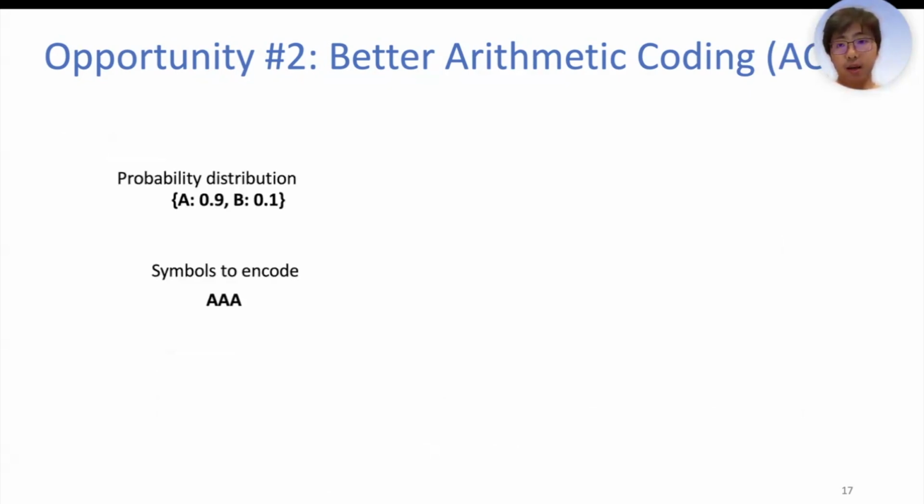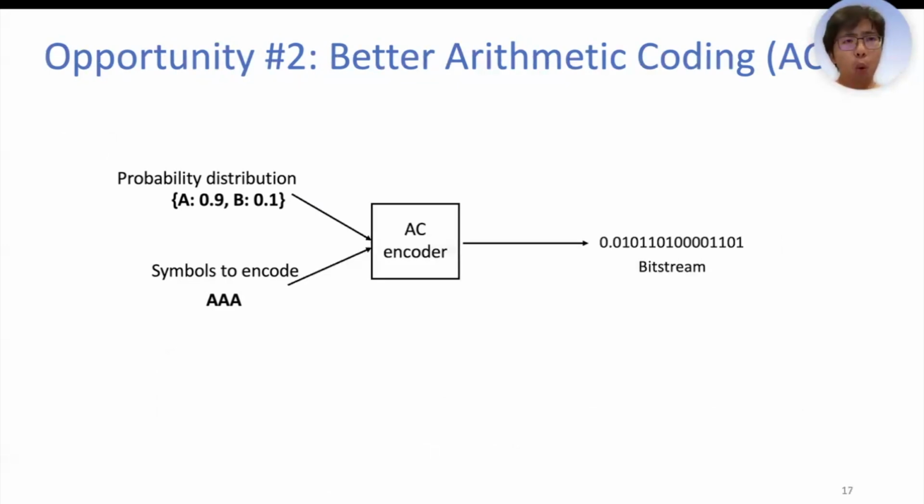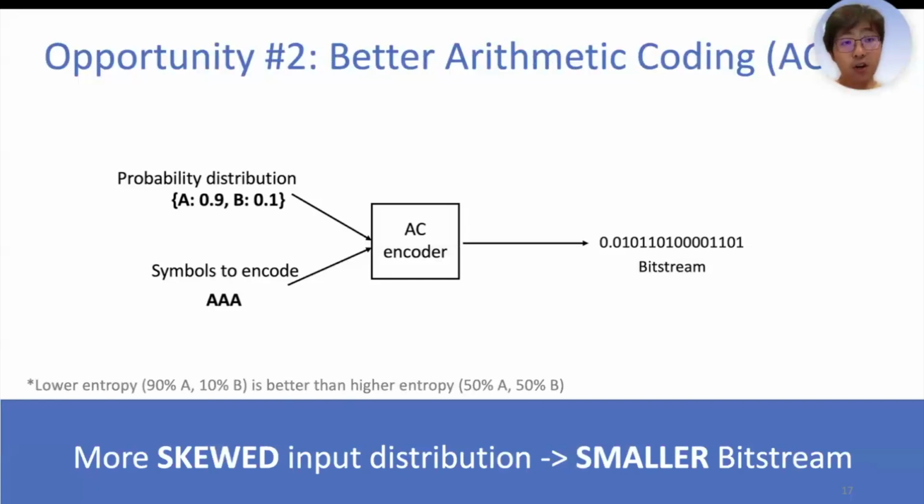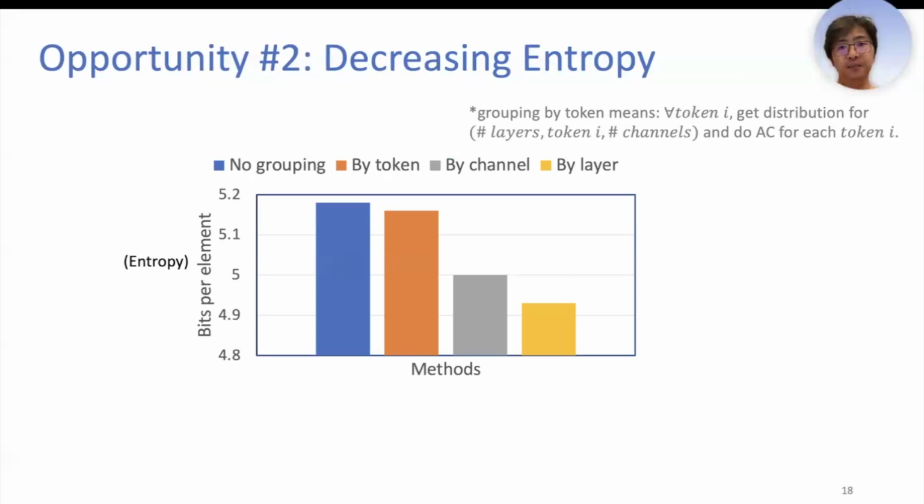So what arithmetic coding does, it takes a probability distribution of input symbols and takes the input symbols and compresses them into bit streams. One very important property of this is that the more skewed the input distribution is, the smaller the bit stream will be. So an example of this would be if you have 90% symbol A and 10% symbol B in your data, it will have lower entropy. And after you compress them, it will be of smaller size than if you have, say, 50% A and 50% B, since that distribution has higher entropy. So what CacheGen does is try to decrease this entropy by smart grouping of the data.